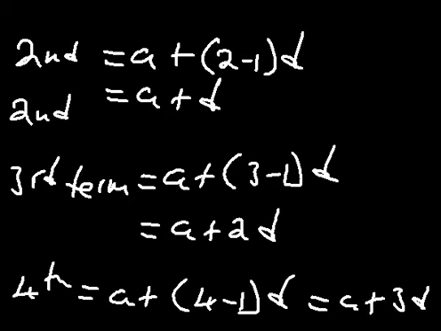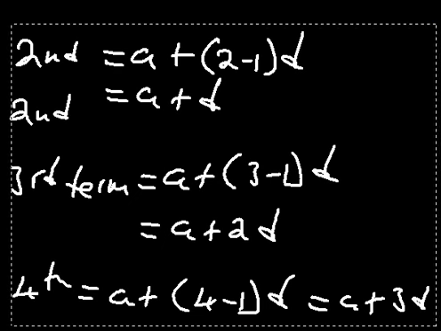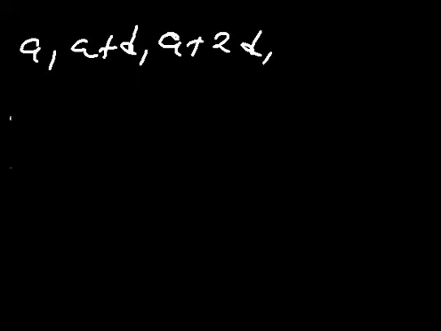Now there is a trend you should understand. You can see that the first term is given as a. The formula for the second term is given as a plus d. The third term is given as a plus 2d. And the fourth one is given as a plus 3d. So which means there is an increase in the common difference by a factor of 1.